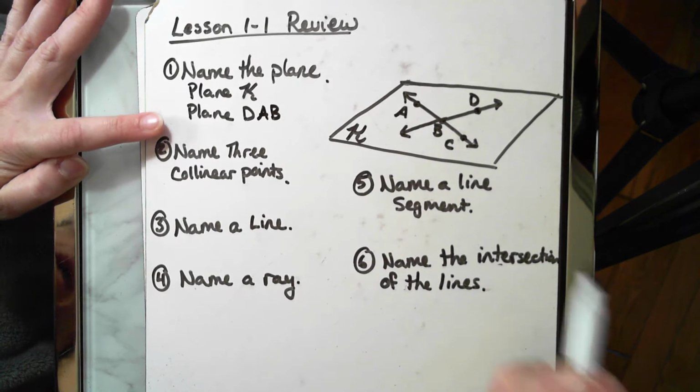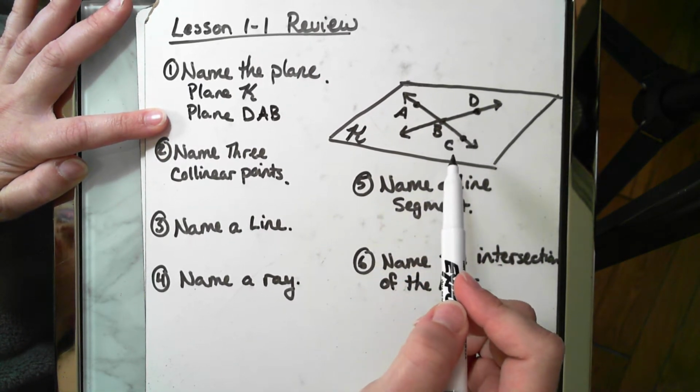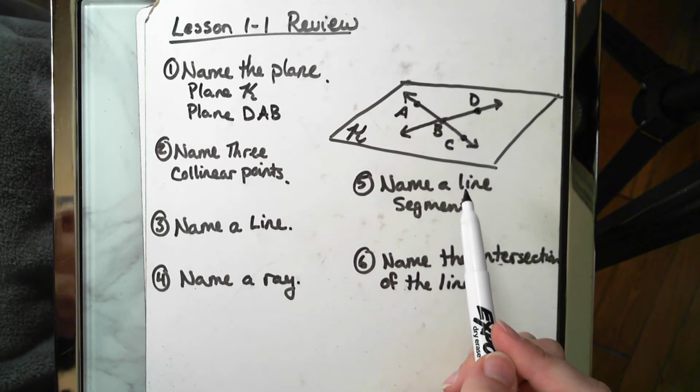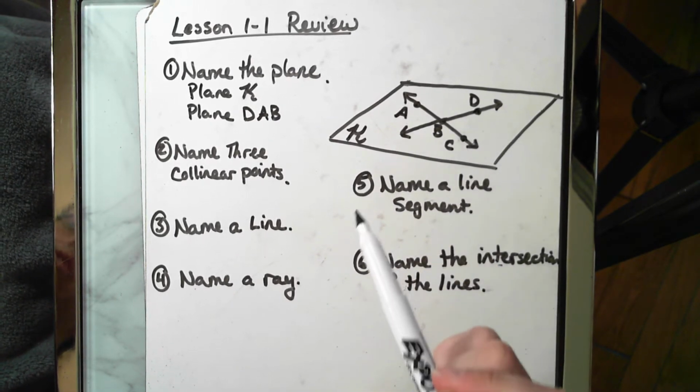You could pick any other 2 letters, but you have to name D because otherwise they won't be non-collinear. They'll be on the same line. So when you pick 3 letters, make sure one's not on the line.